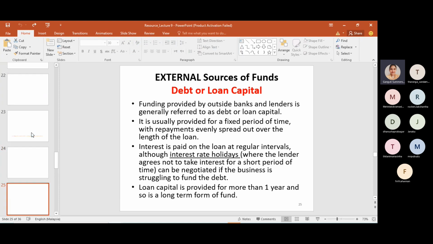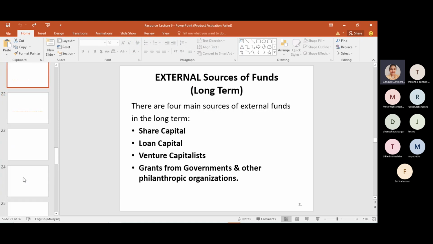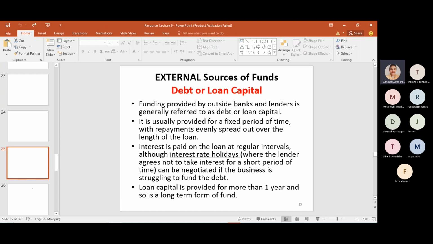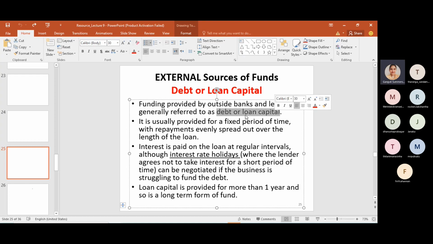Okay, so we just discussed share capital, and now we can move on to the next long-term external source, loan capital. So what is debt or loan capital? Sometimes when we run a company or do a business, funding is provided by outside banks or lenders. Whatever money you receive from outside banks and lenders is called debt or loan capital.